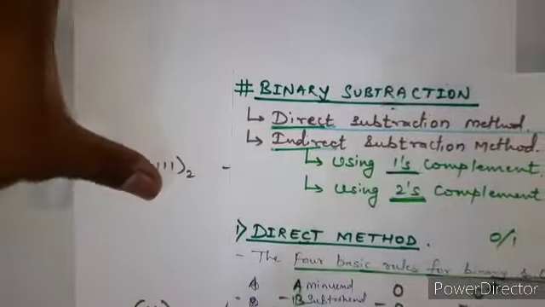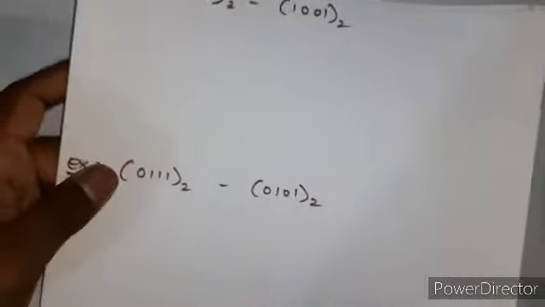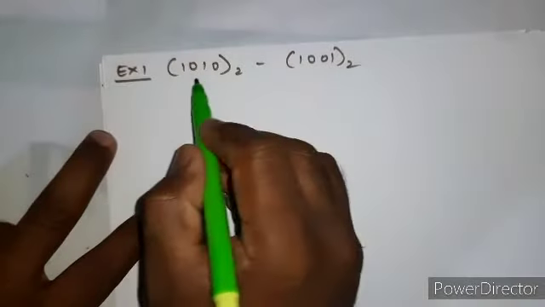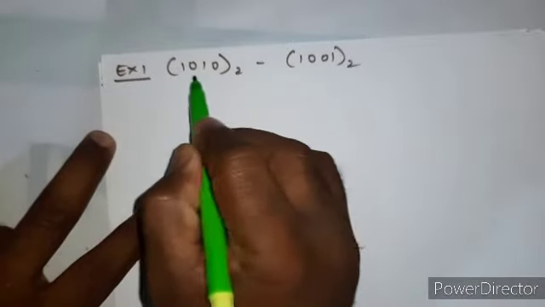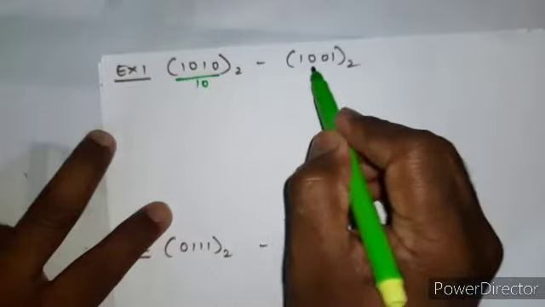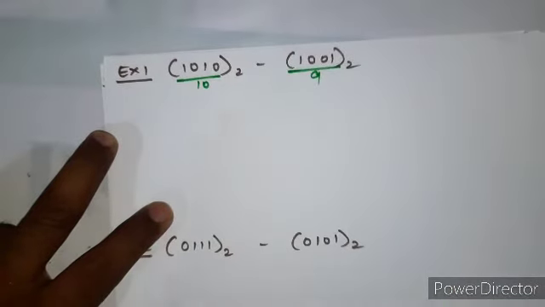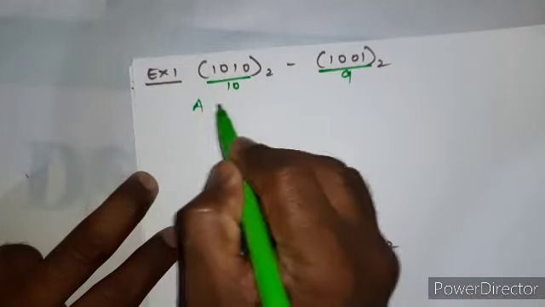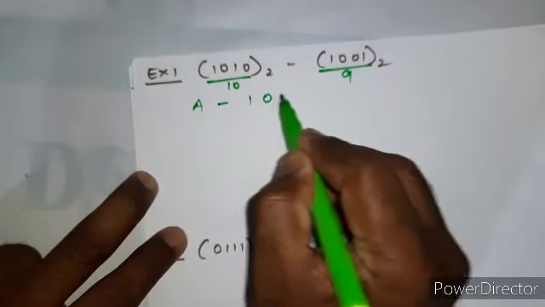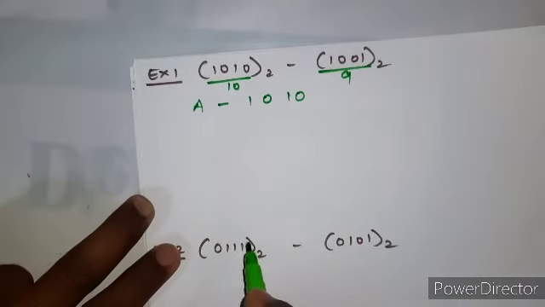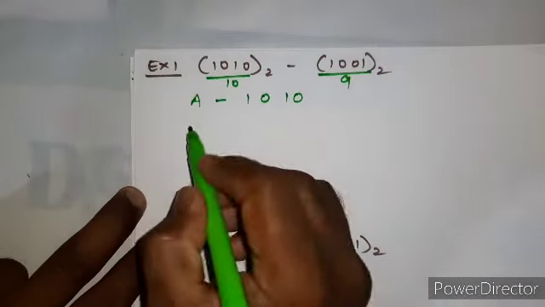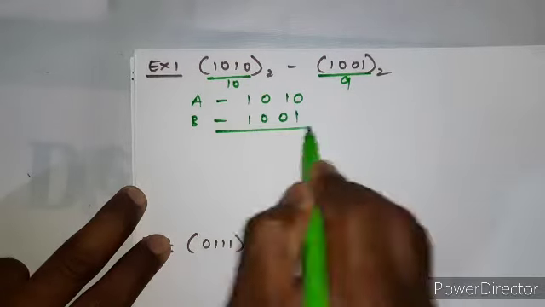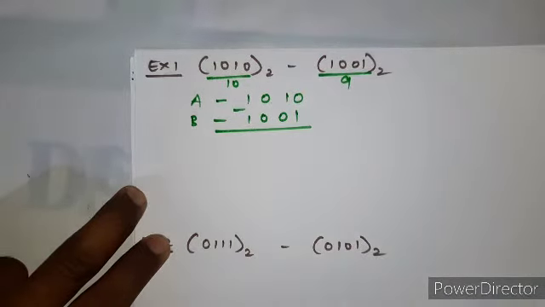Right? So let us try to solve the examples of this binary subtraction. Okay, so this is 1010 in binary, meaning 10 in decimal, right? And this is 9 in decimal, 1001. So this is A, which is 1010, and this is B, which is 1001. Now let us try to subtract these two.